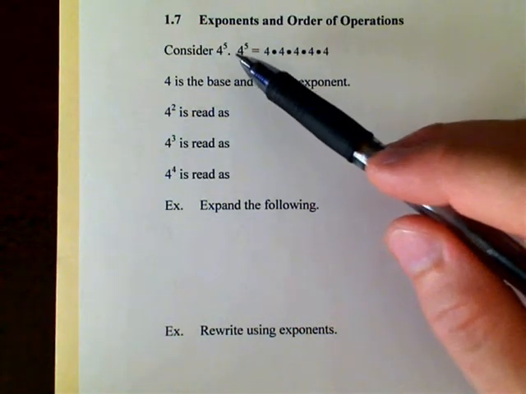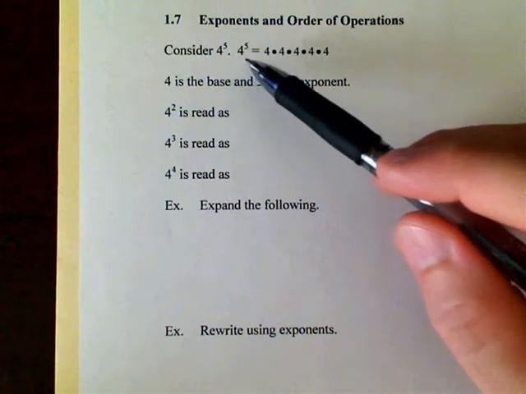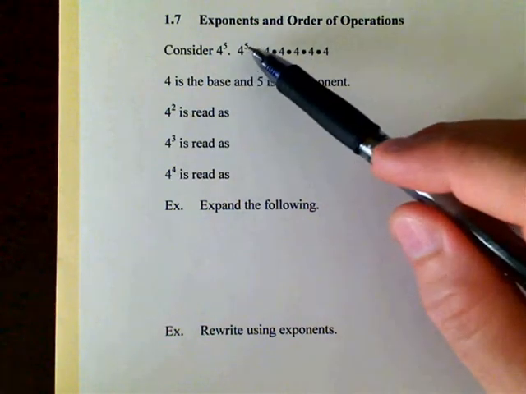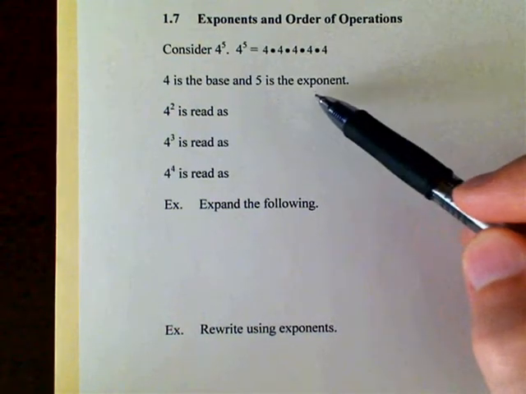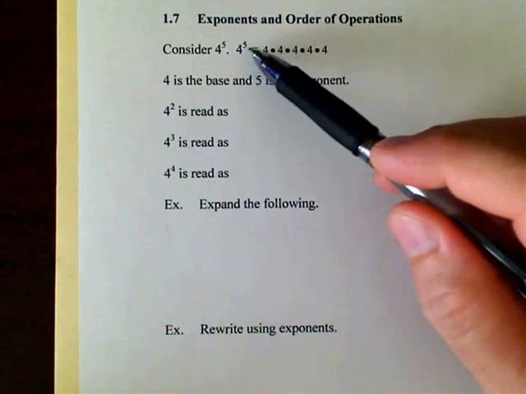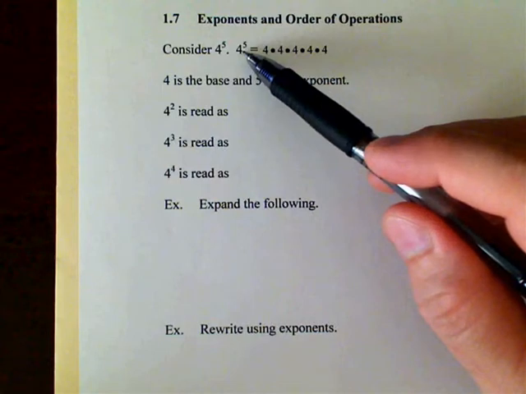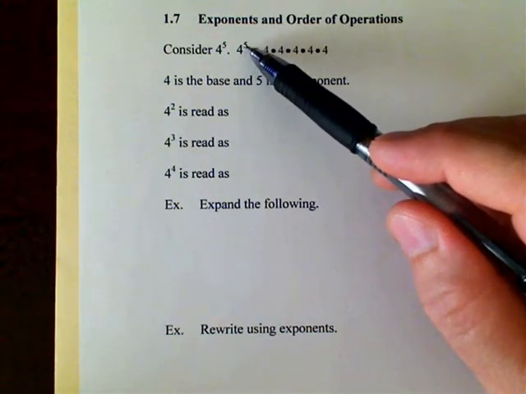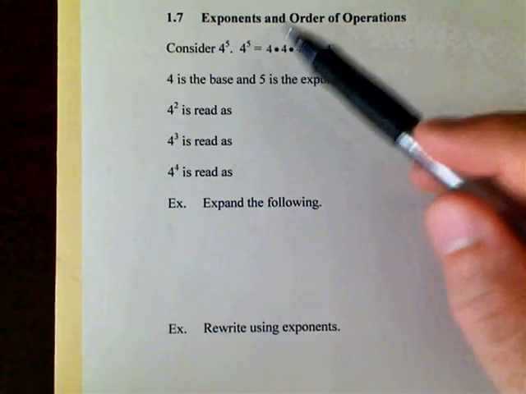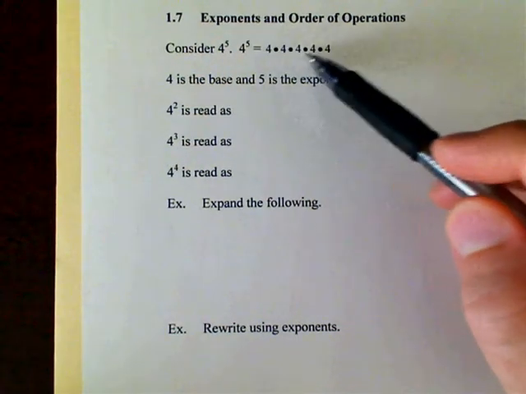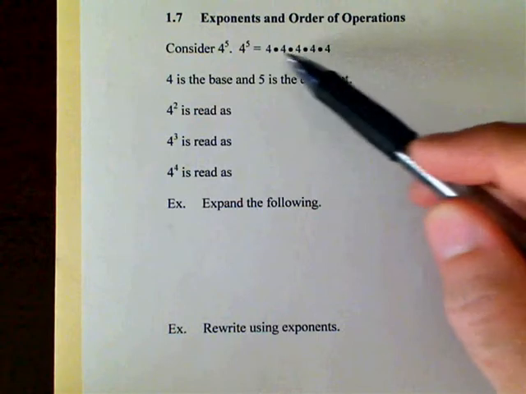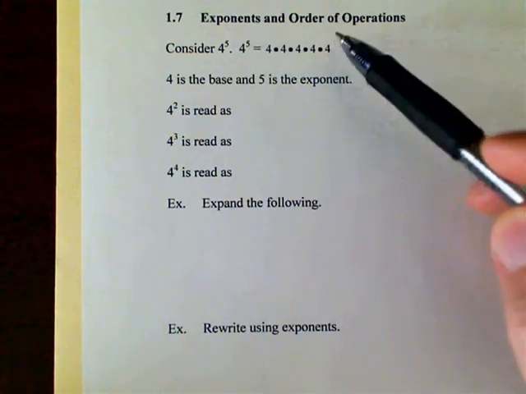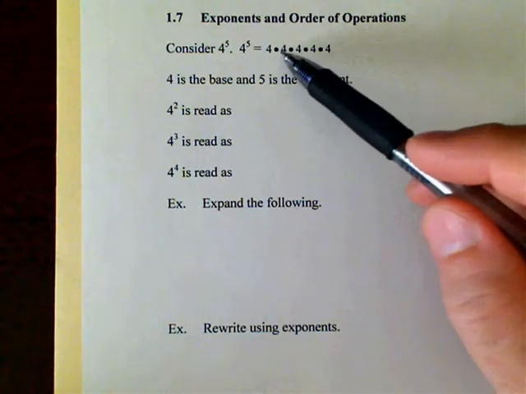What exponents are is repeated multiplication. If you look at this 4, 4 is called the base, and the small number above it is called the exponent. What this means is that 4 is being multiplied by itself 5 times. In other words, there are 5 4's being multiplied. So if you count 1, 2, 3, 4, 5, that's the same thing as 4 to the 5th, because we got 5 4's being multiplied to each other. That's what it means.